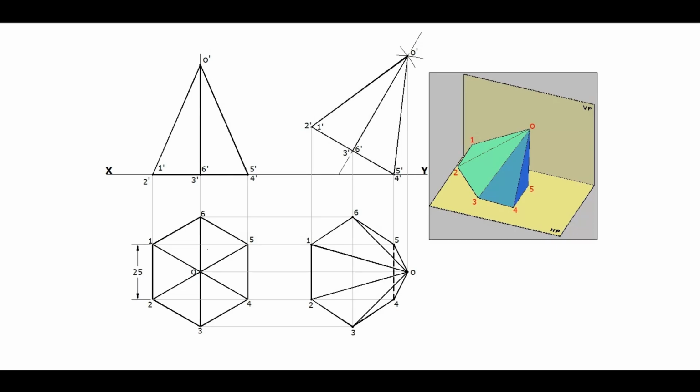Thus projection of the hexagonal pyramid, resting on the ground, or HP, with its base edge, and axis inclined to HP and parallel to VP, are drawn.